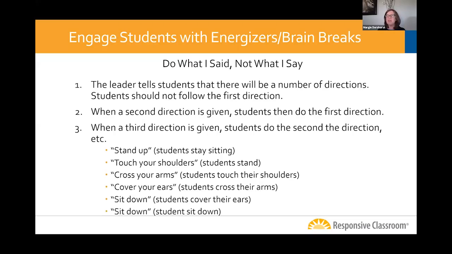So again, that's one called do what I said, not what I say. Another way that teachers have done that is they will have, again, a student lead it, but to make the options work so that students can be successful with it, I've seen them have the directions on popsicle sticks and just pull them out. But then the direction is always the last one that you do twice. It would have been easier if I wouldn't have been right in front of the screen. I just realized that.